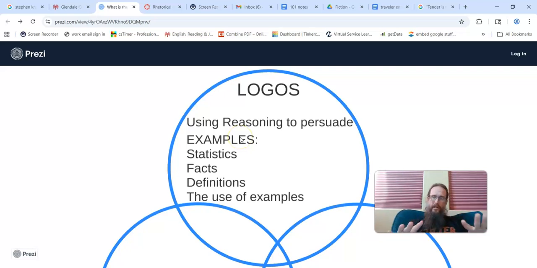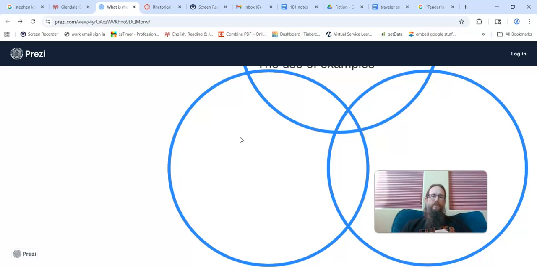So when you're looking at the article you chose to identify, you want to look for things like this. Do they offer definitions of things? Do they offer statistics about things? Do they offer examples of things? The Lukianoff article has a lot of different examples in it. Okay, that is appeals to logos.